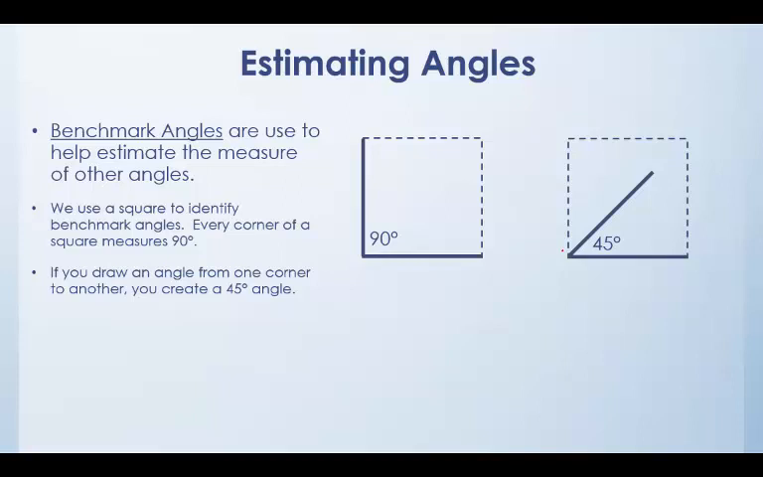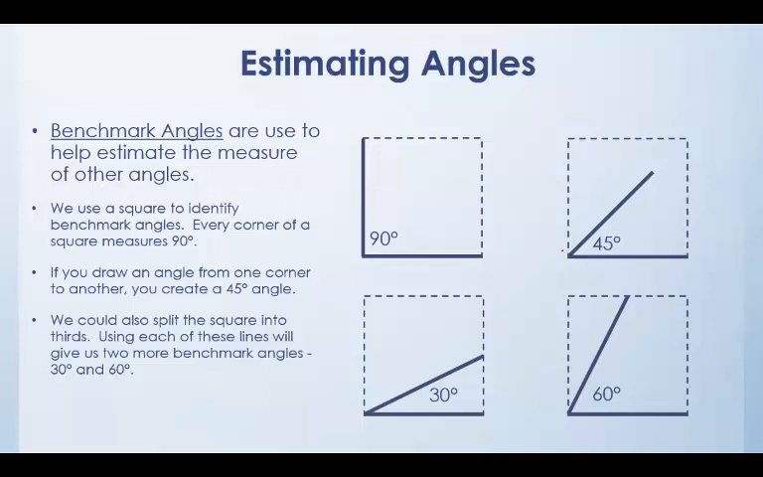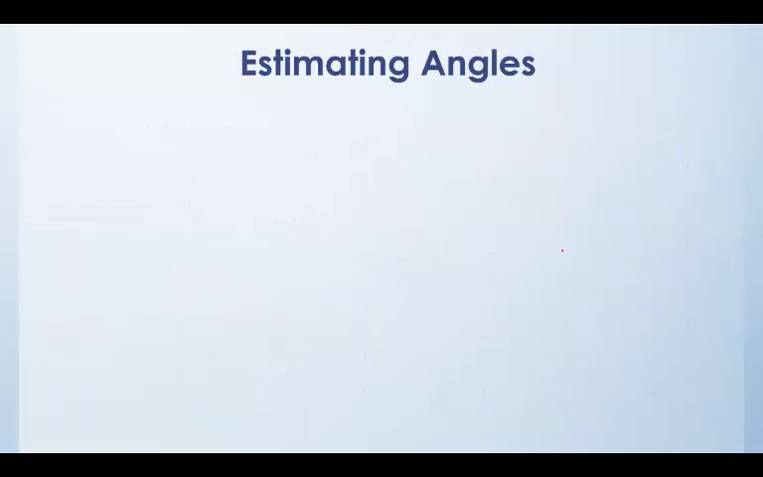I could also take this square and cut it into thirds, and that would give me a 30-degree angle like you see on the left, and a 60-degree angle like I see on the right. We can use these four benchmark angles to help us pretty closely estimate the measure of any other angle. So let's take a look at how we would do that.